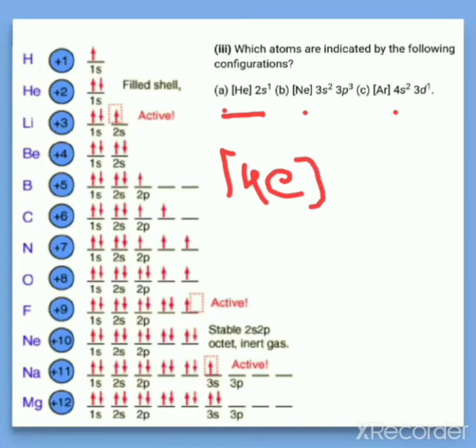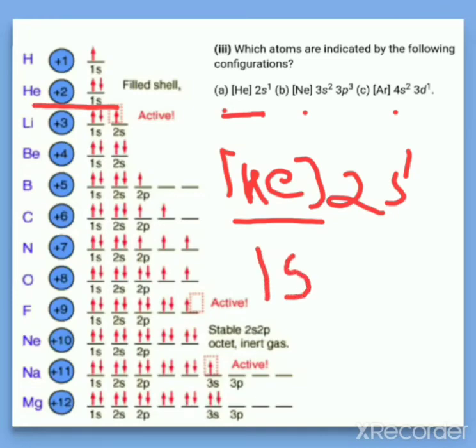He is given in the bracket, and 2s1. This is given to us. So first of all, you need to find out what is the electronic configuration for helium. When you find it on the sequence, this is the electronic configuration of helium, that is 1s2. So helium represents 1s2, and what is next?